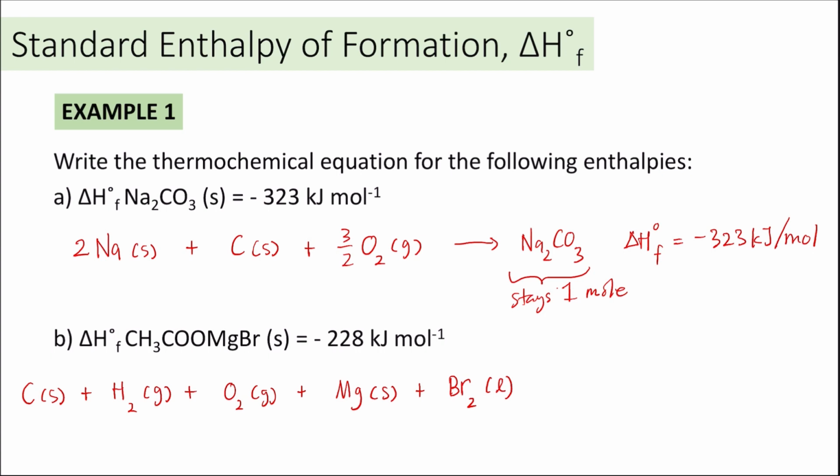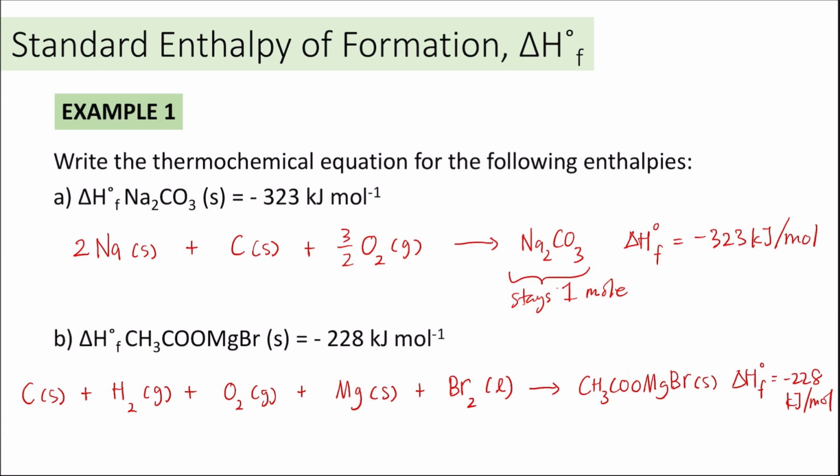Kalau iodine solid, Br liquid. Yang lain adalah gas. Ingat ya, ini untuk halogens. So, what will happen? Dia akan hasilkan CH3COOMgBr solid. Dan saya akan letak delta H0F dia adalah negatif 228 kJ per mol. Okay, space saya tak muat, tapi pastikan dia one line.